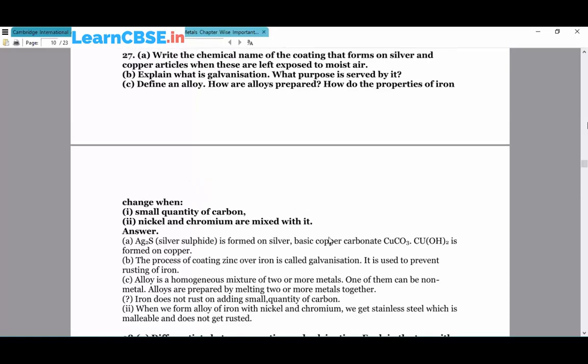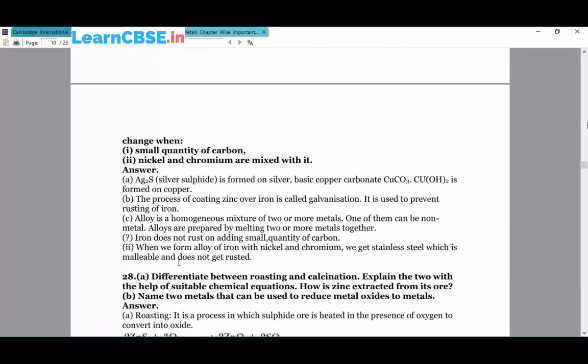Define an alloy. How are alloys prepared? How do the properties of iron change when small quantities of carbon, nickel and chromium are mixed with it? So an alloy is a homogeneous mixture of two or more metals. One of them can be a non-metal. Alloys are prepared by melting the two or more metals together. Iron does not rust on adding a small quantity of carbon. When we form an alloy of iron with nickel and chromium, we get stainless steel, which is malleable and does not rust.